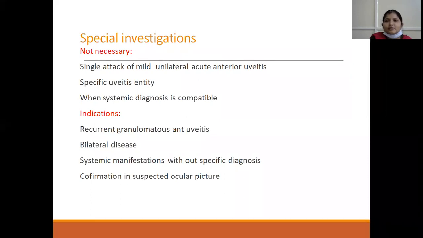So in that case also, investigation is not required. So when do we investigate a case? When there is recurrent infection, recurrent inflammation, that is recurrent granulomatous anterior uveitis, and it is a bilateral disease, and systemic manifestations are present, but we cannot identify it as a specific disease, and confirmation is required for a suspected ocular picture. In all these cases, we have to investigate.